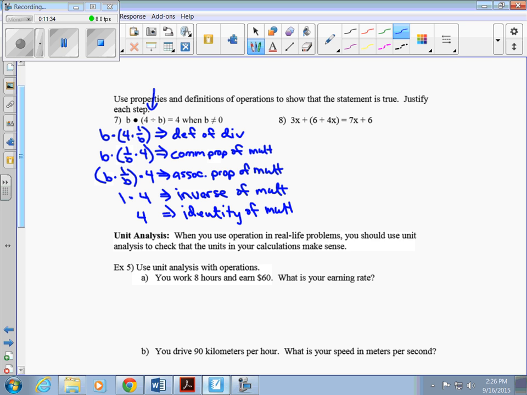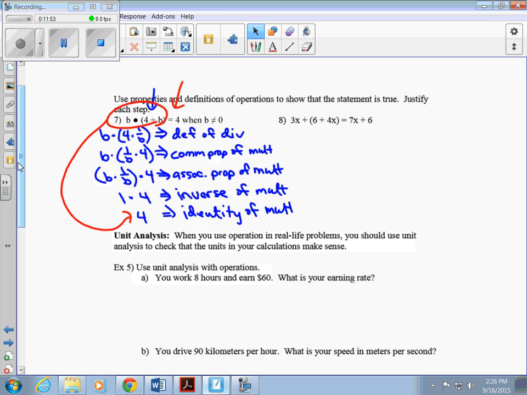So now notice we started on the top left. We took this statement and we simplified it all the way down until we got to here, which is what we wanted there. So that is how you use the properties and definition of operations to show that the statement is true.